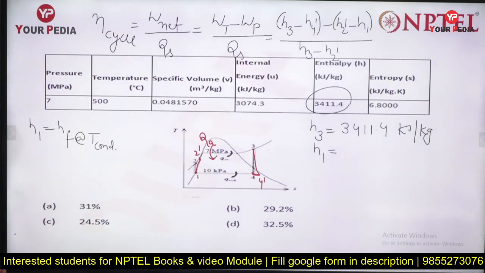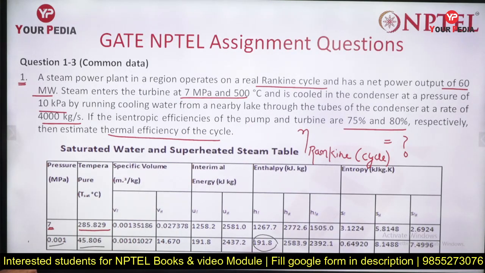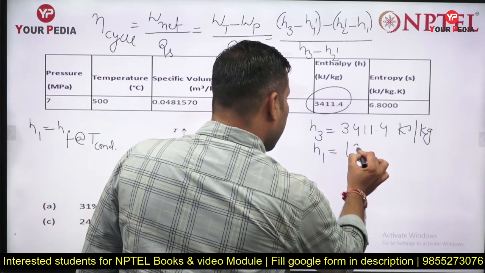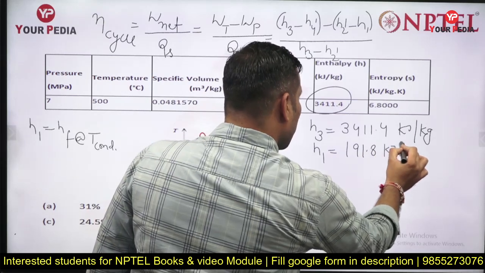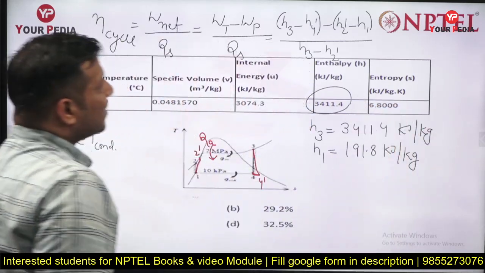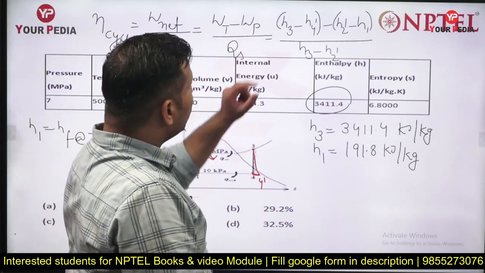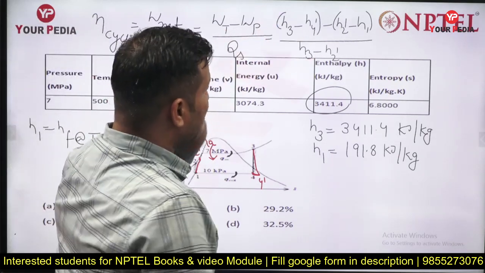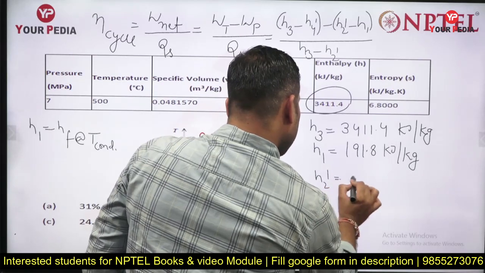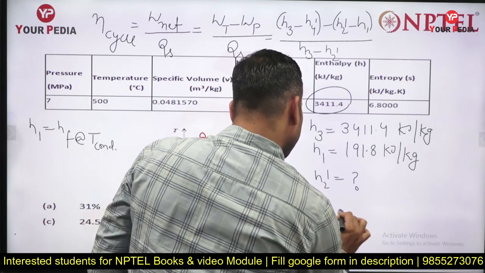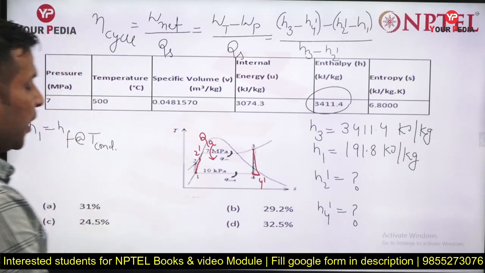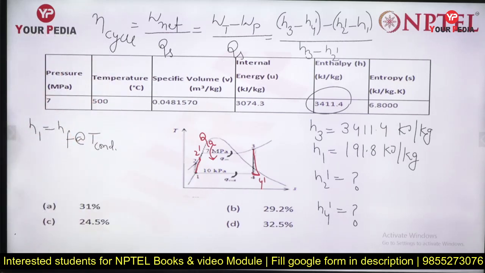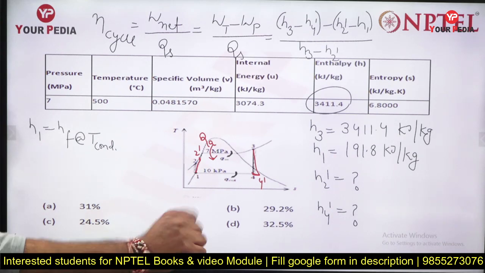So how much is H1, guys? H1 is 191.8. Let me write it here: 191.8 kilojoule per kg. Good. Now next is what, guys? H2 dash and H4 dash. So from where are you going to evaluate these two enthalpies, H2 dash and H4 dash?